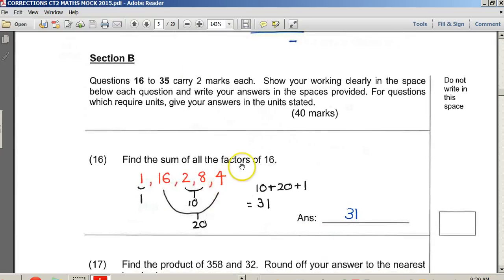Here the factors are 1, 16, 2, 8 and 4. Remember that you may end up with 4 times 4 getting 16, but the same digit you can't repeat. It means you cannot get 4 plus 4 and add on to this whole sum. Remember, the sum is to add up all the factors individually, right? No repetition.